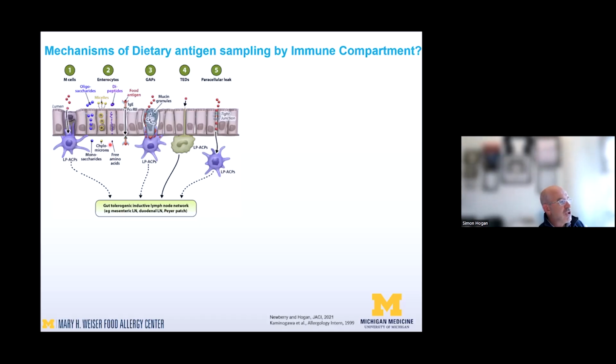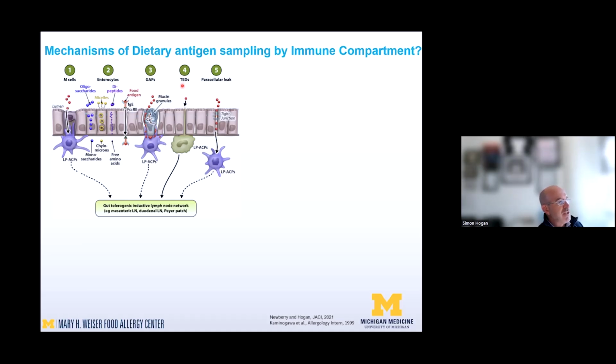Enterocytes have also been shown to contribute to dietary antigen uptake, but this is primarily through degradation processes or metabolism, simplifying these complex nutrients and then being able to shunt them across the epithelium through various mechanisms. We have the goblet cell antigen passages that I just described through goblet cells.